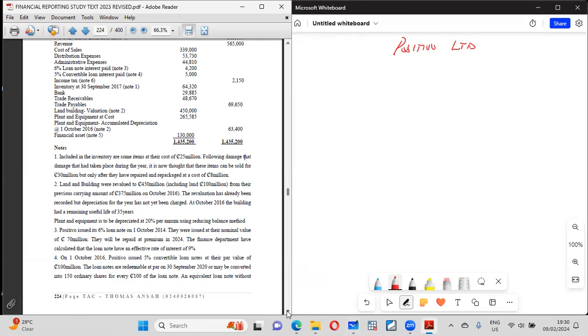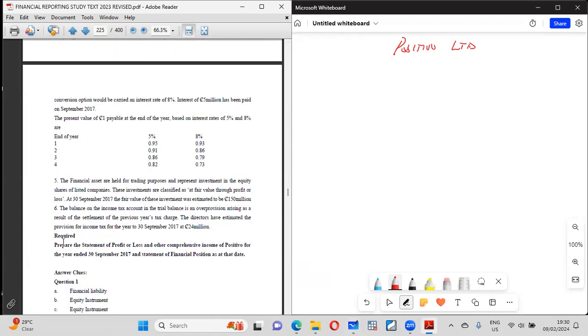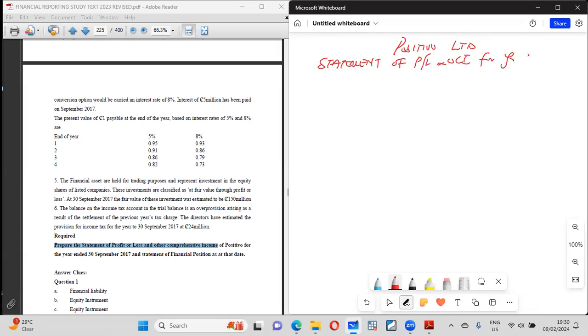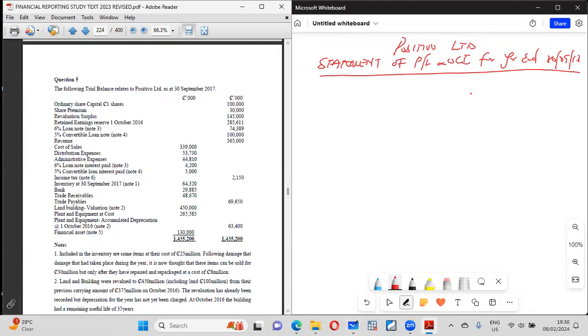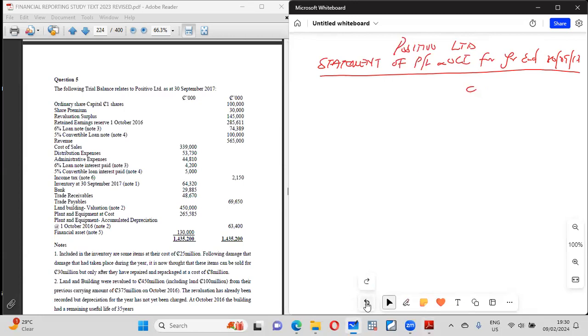All you need to do is to read the requirement of the question. You are supposed to prepare P&L and OCI. So you do statement of profit or loss and OCI for the year ended 30th September 2017. You underline. Was this in triple zeros? Yes. In fact, we don't even do double column for these things. It's just one column.